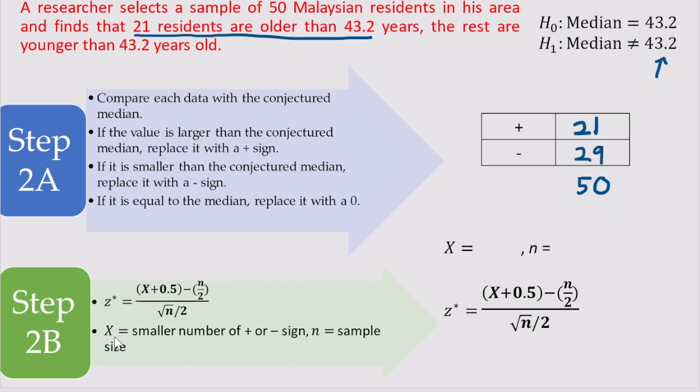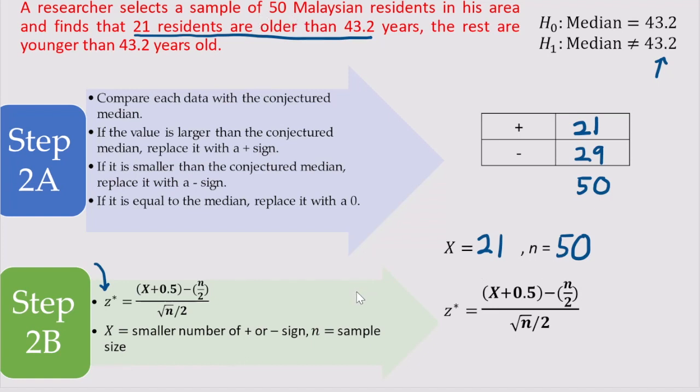In this case, when the sample size is larger than 26, our test statistic would be Z, because we will be using the normal distribution. But anyways, we still need to determine x, which is the smaller number of either the positive or negative sign. And over here, our x would be 21. The n is 50. In this case, n would be the sample size. Okay, the sample size is 50.